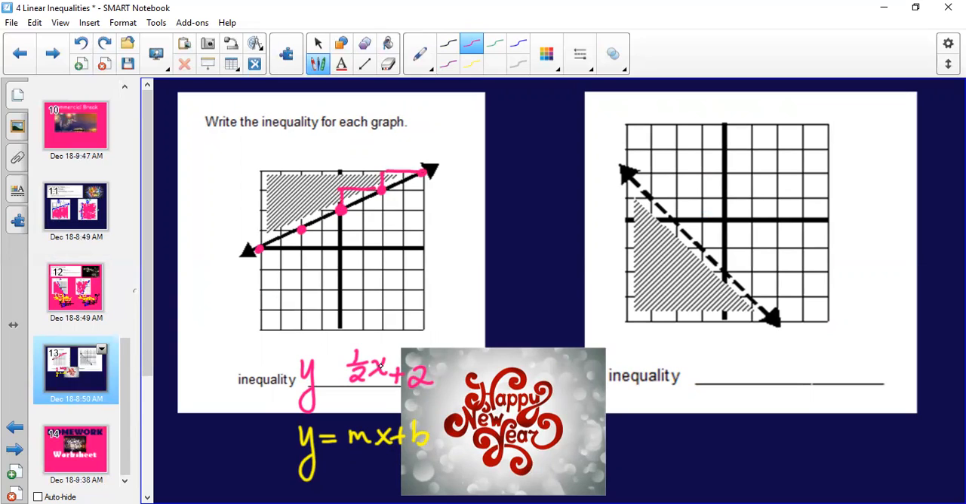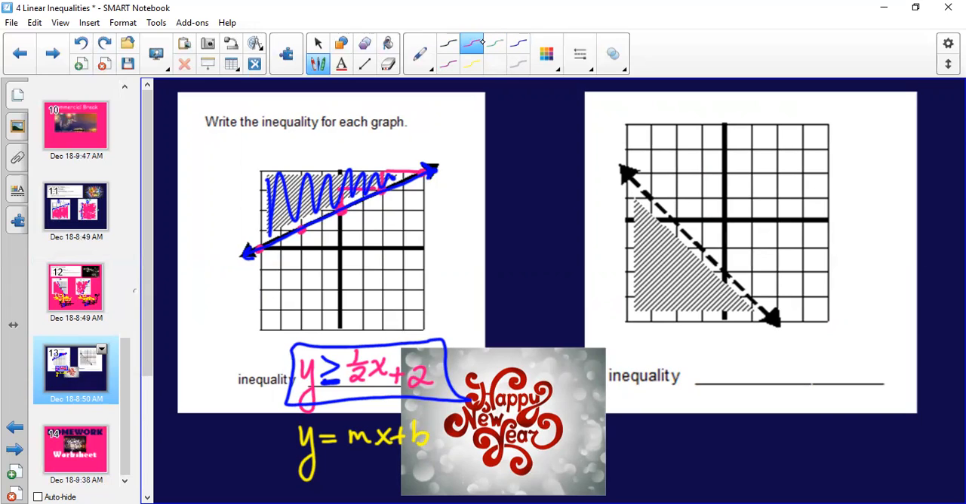Now, here's the only part that's going to be different. Can't leave it as an equals because there's shading. Shading means it's an inequality. So first thing I want to look at, is it dotted or is it solid? Solid is what this one is, so that means that there has to be an equal to, and it's shaded above, you think greater than. So our final answer is y is greater than or equal to 1/2 x plus 2.